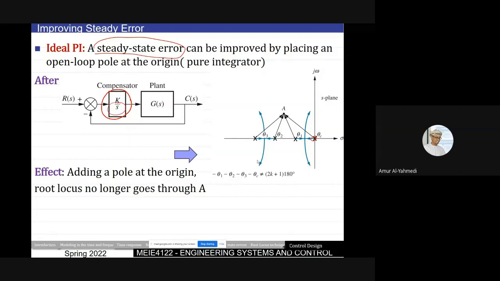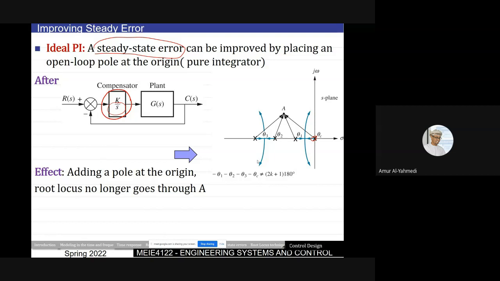أنا شوي يمكن انتقلت من موضوع إلى موضوع. الحين I want to improve the steady state error, and it will improve the steady state error putting an integrator pole at 0. It will make your steady state error better. But if you add a pole at 0, it means your angle will change.